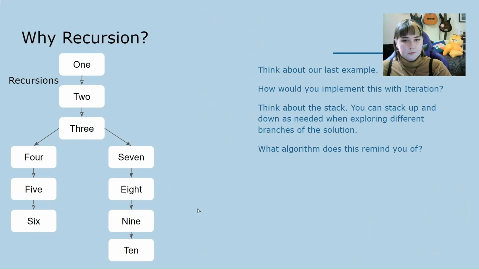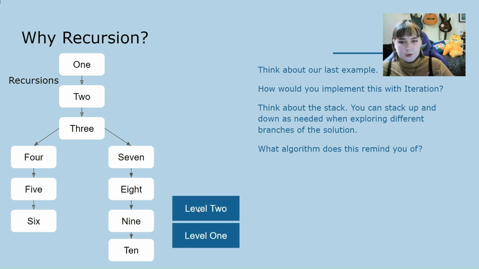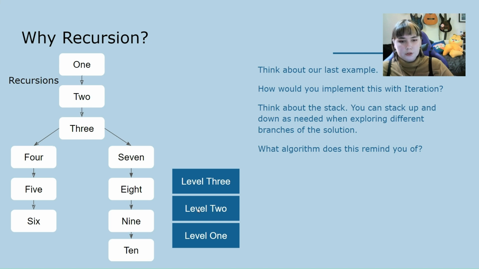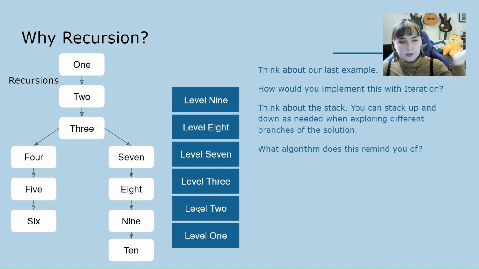So why recursion? Think about our last example. How would you implement that with iteration? If we're thinking about the stack, we can stack up and down as needed when exploring different branches of the solutions. So you see I'm stacking back down because of the different recursions. If we think of the last one, I'm calling down this path and then branching back down this path. So then I'm branching back down a different path.